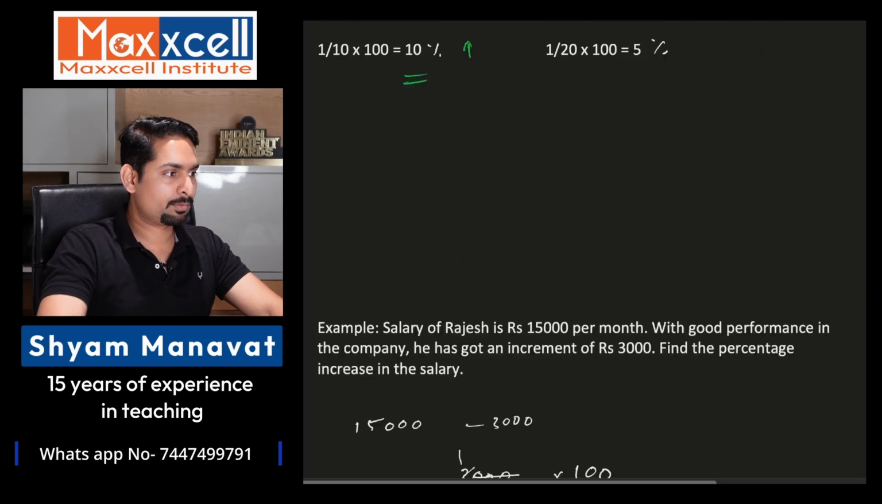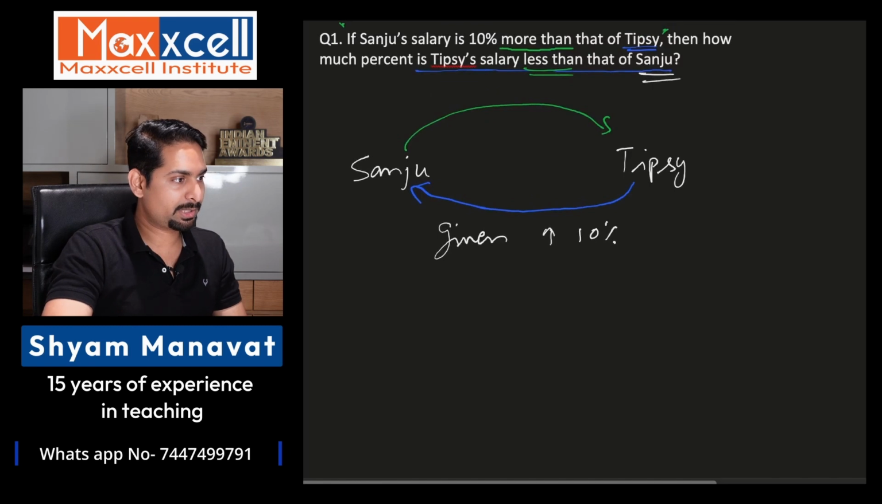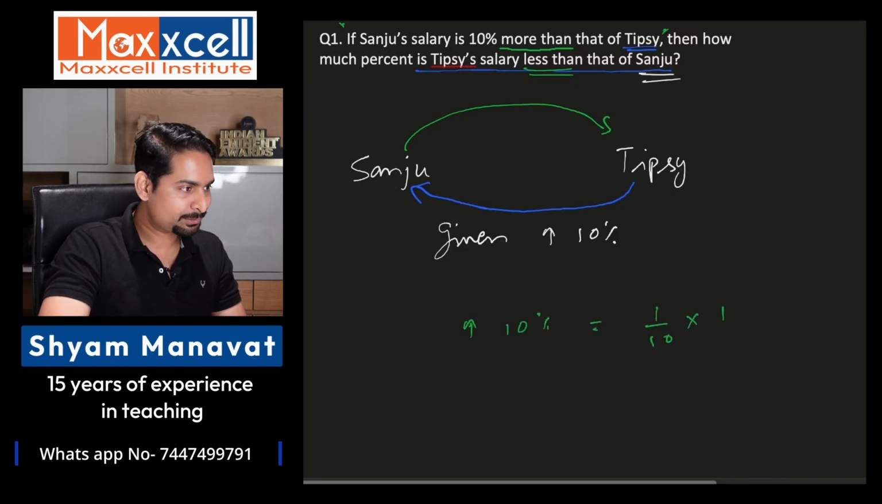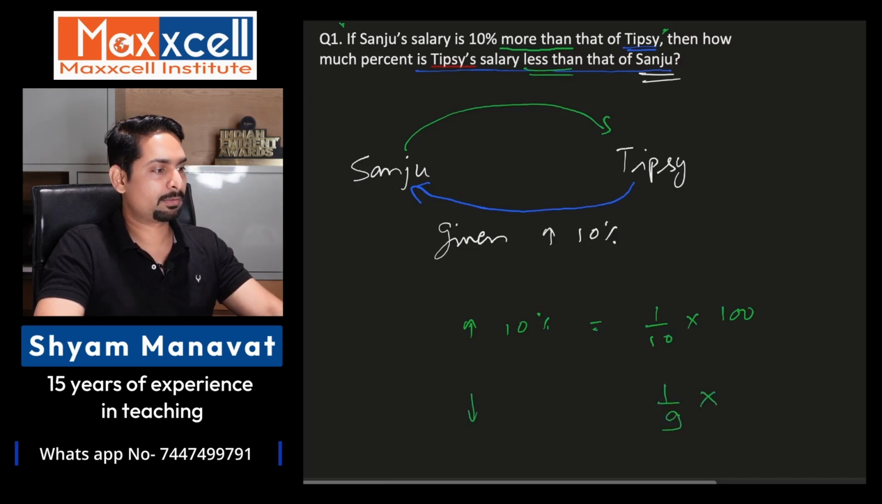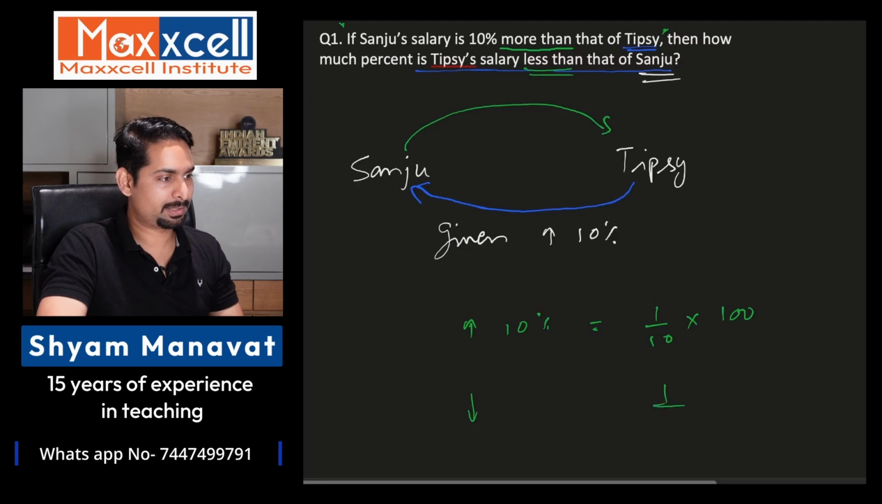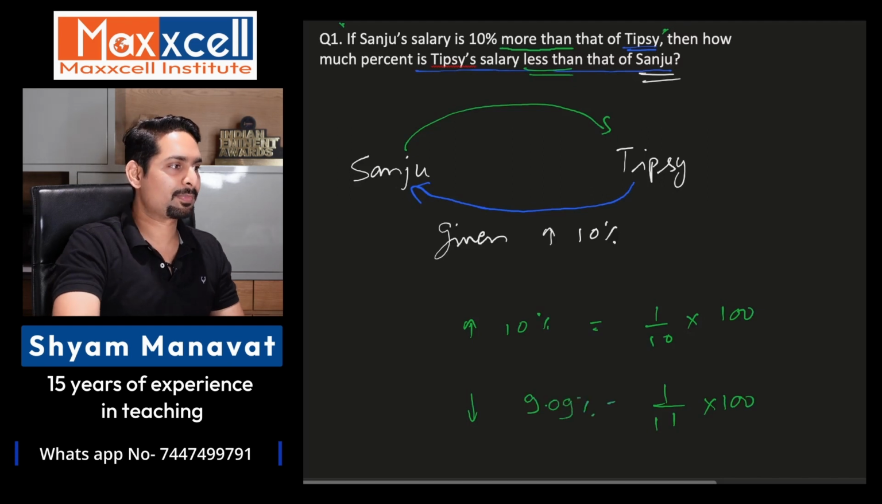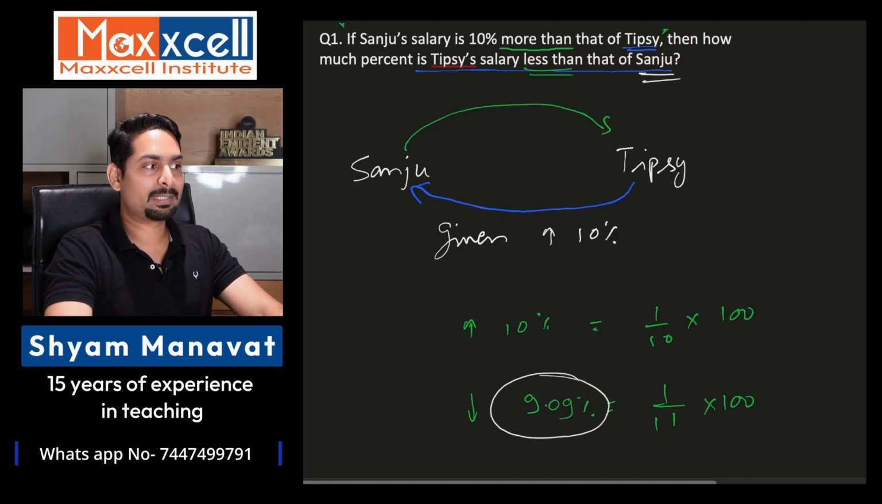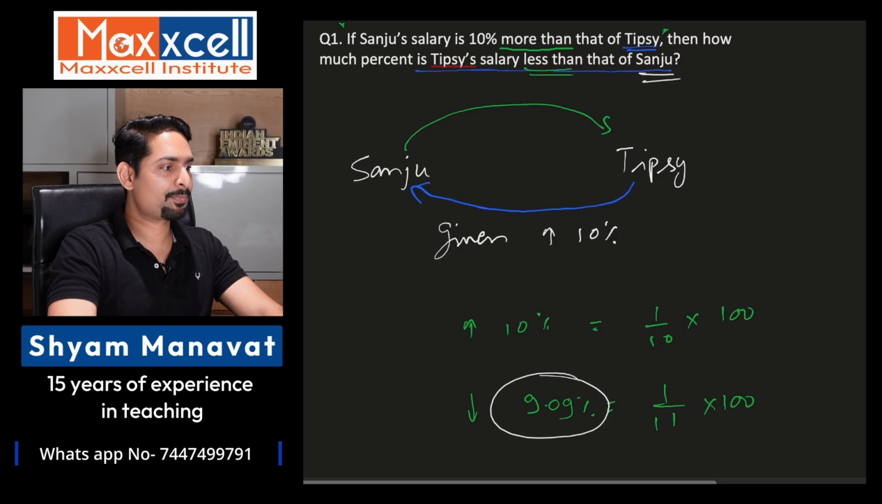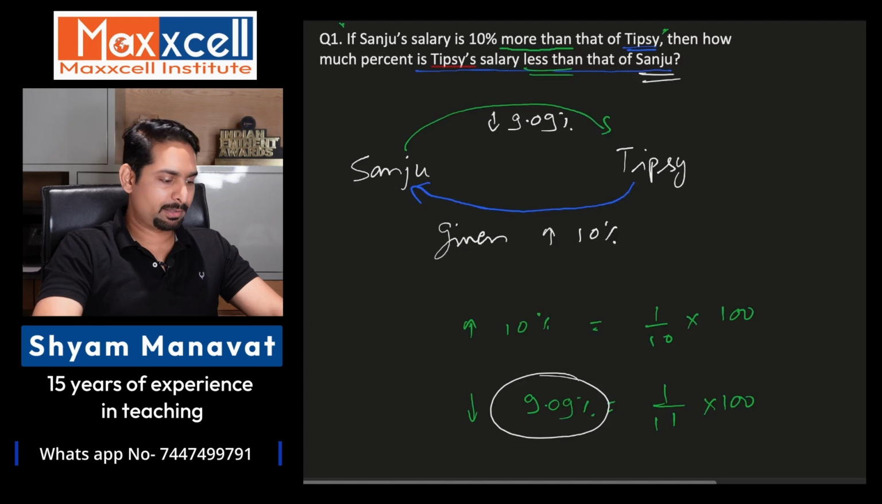So you need to remember this fraction percentage table. What are we trying to say? If more is by 10%, which is 1 by 10 into 100, then less should be the next number, which is 1 by 11 into 100. That is what? 9.09%. Okay, so this is your answer. Tipsy's salary is less than Sanju's by what percent? You will say that it is less by 9.09%.